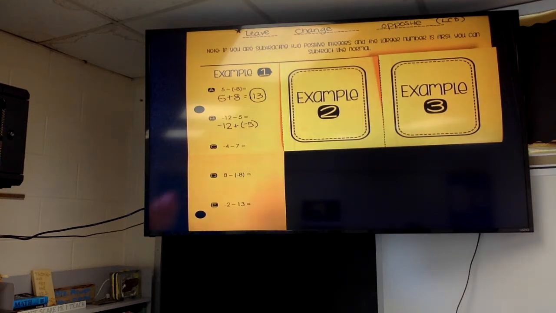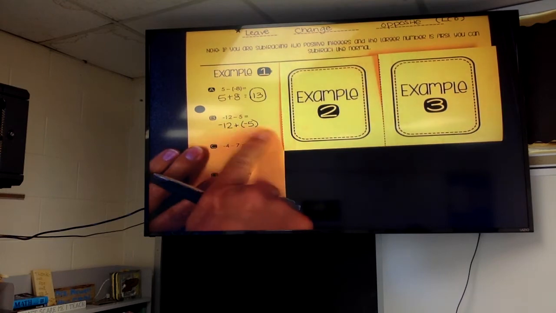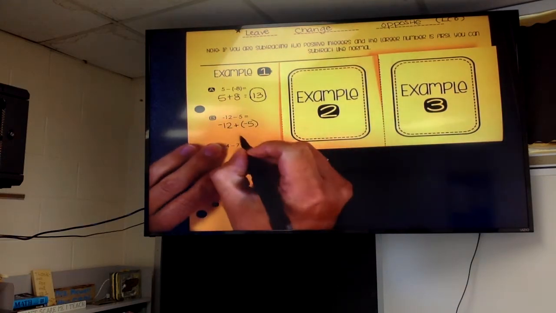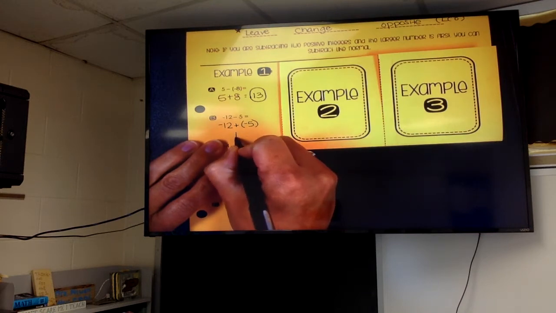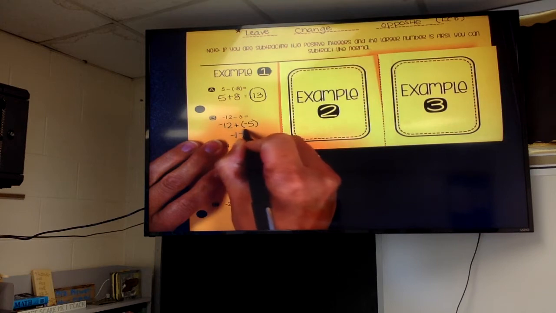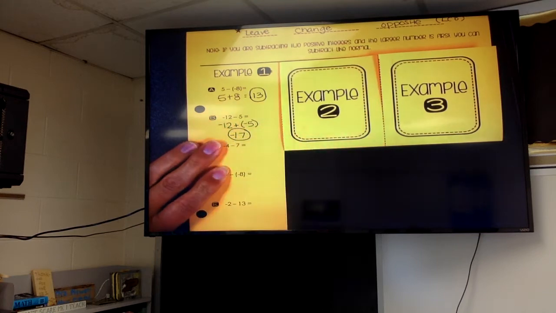So here I see that my signs are the same. They are both negative. And remember, when signs are the same, you add the numbers. So 12 plus 5 is 17. And you keep their sign. They're both negative, so my answer is negative 17.